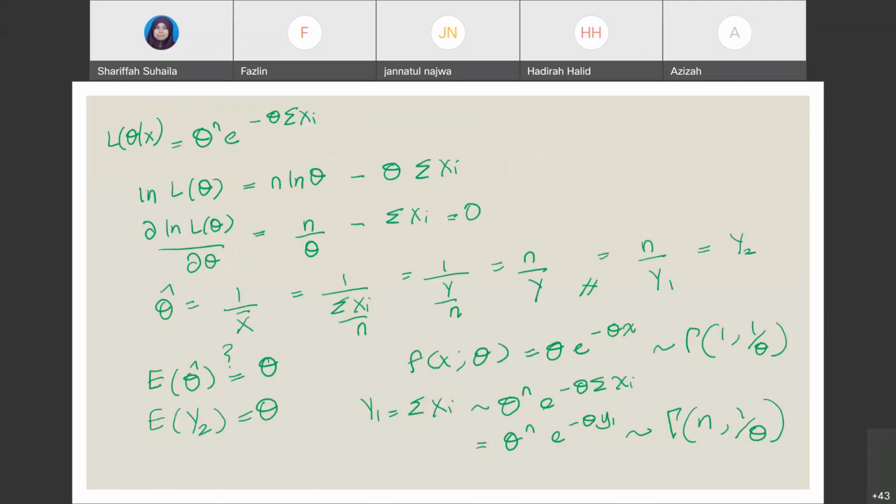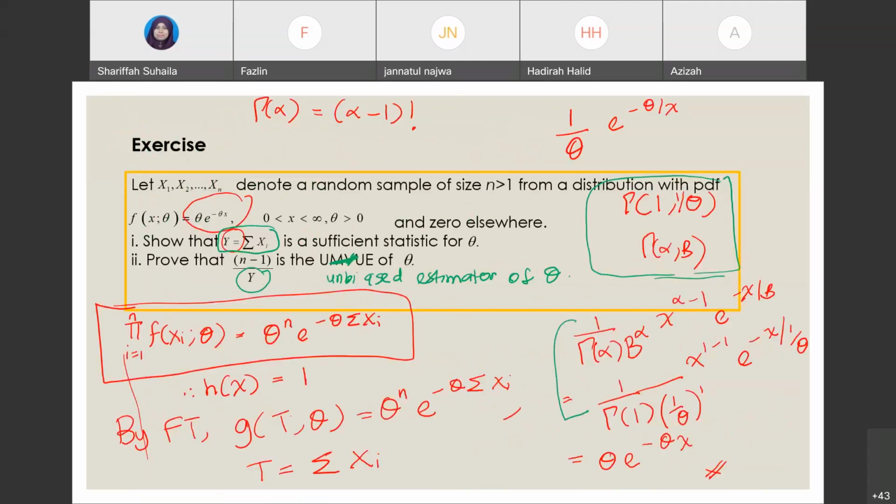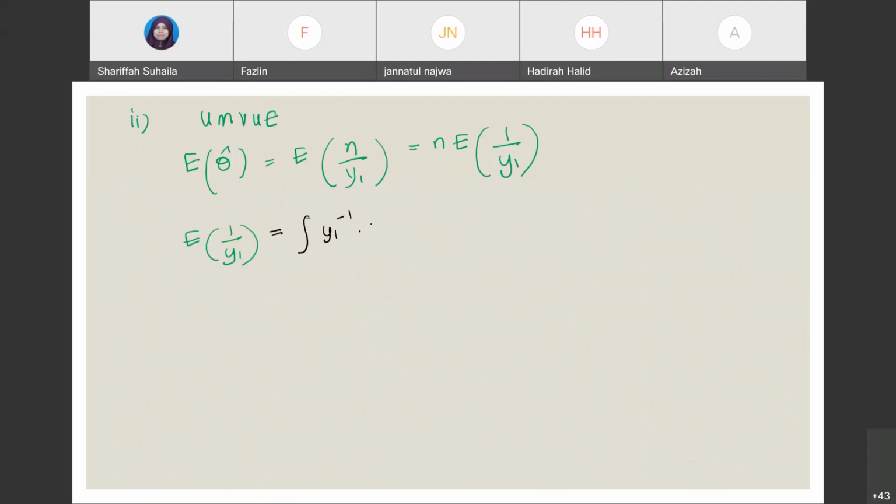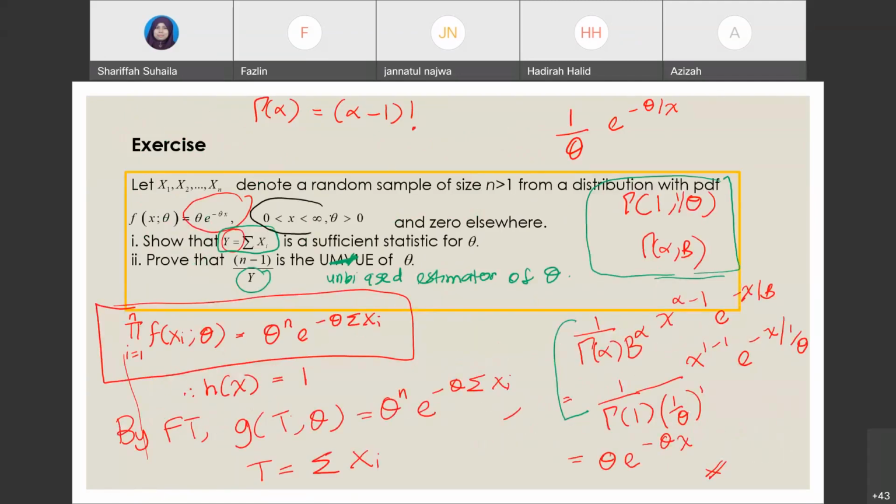So density function kita ambil sekarang adalah this one. Density function untuk gamma, parameter dia n dan juga 1 over theta. Kita masukkan dalam general formula: 1 over gamma alpha, beta alpha, x alpha minus 1, exponential negative x over beta. So kita akan ada 1 over gamma n, 1 over theta to the power n, y1 n minus 1, exponential negative y1 over 1 over theta, dy1, from 0 up to infinity, sebab gamma function 0 less than x less than infinity.